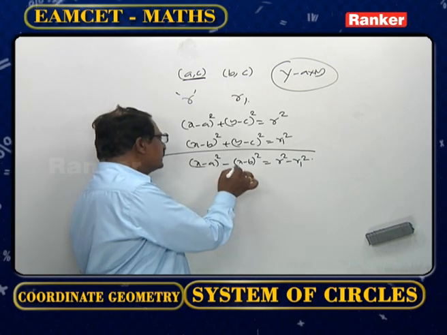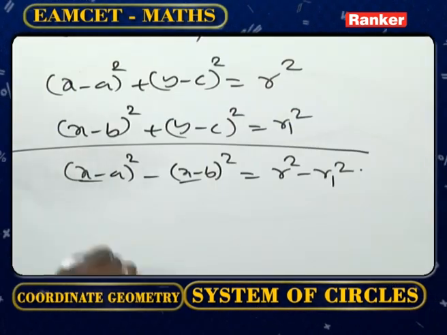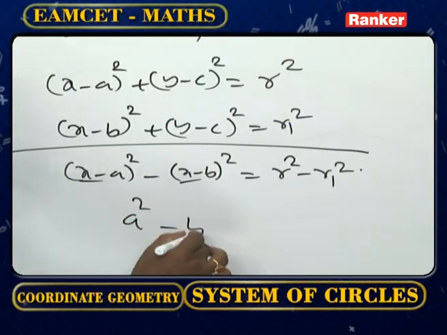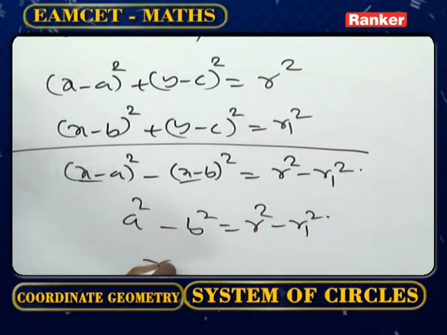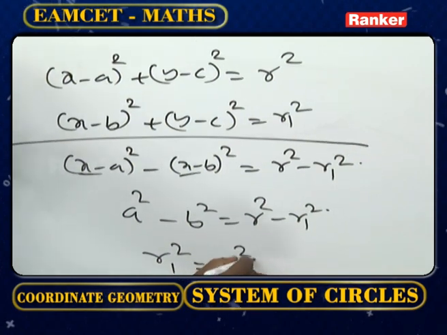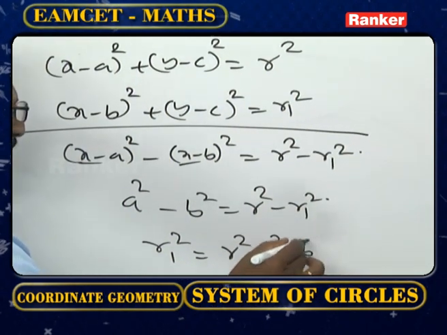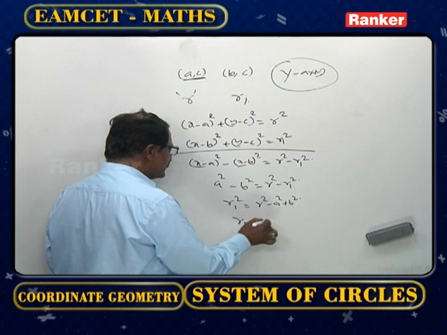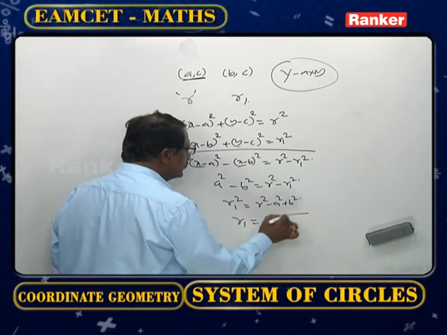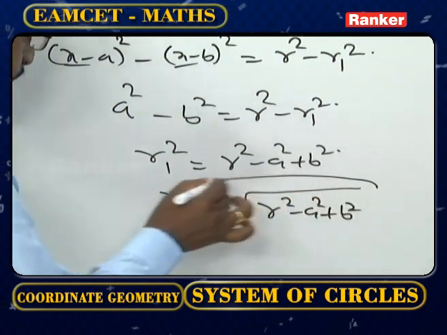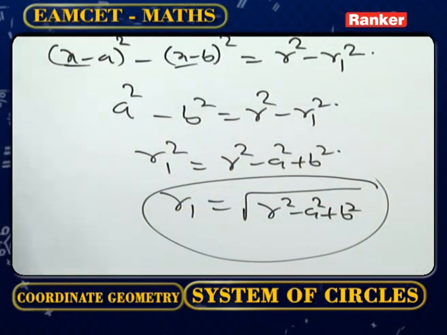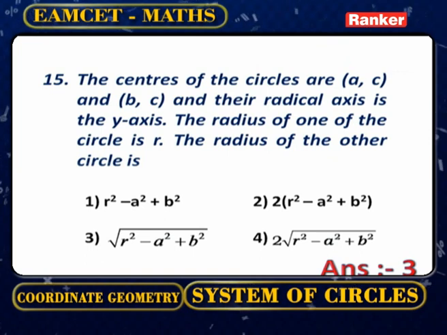In this equation, substituting x = 0, we get a^2 - b^2 = r^2 - r1^2. Now r1^2 = r^2 - a^2 + b^2. So the radius of the circle r1 equals square root of r^2 - a^2 + b^2. The radius of the second circle is square root of r^2 - a^2 + b^2. Third option.